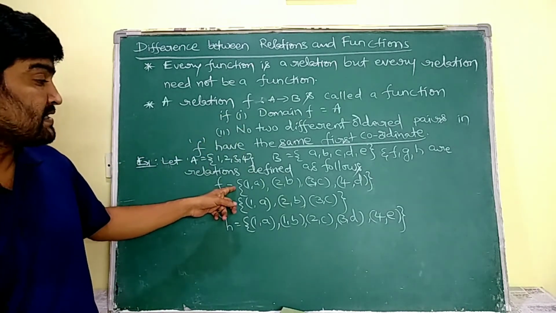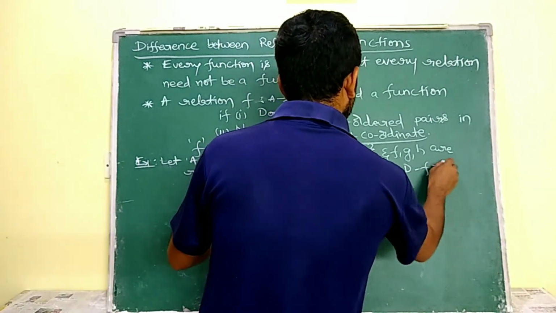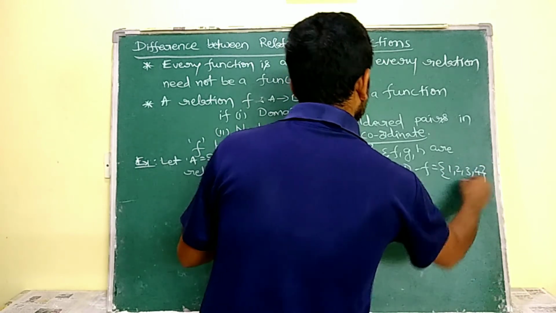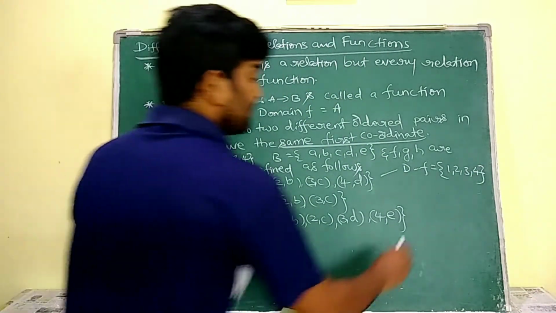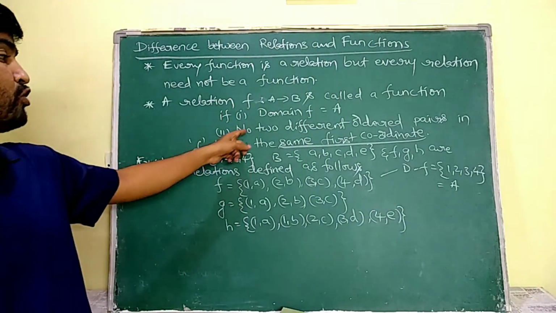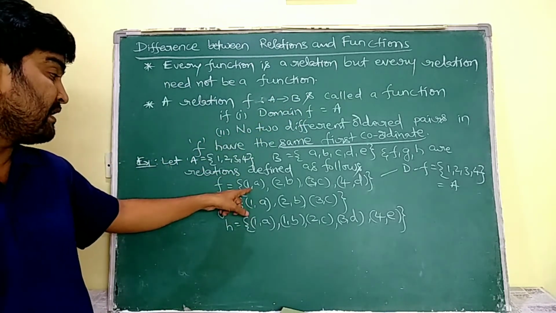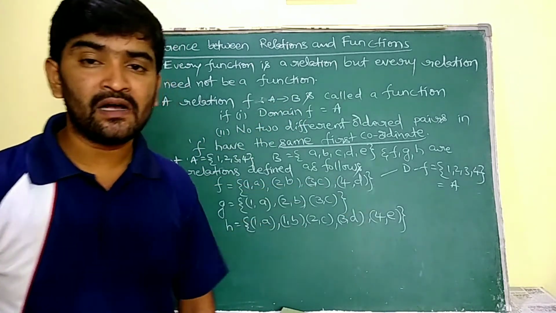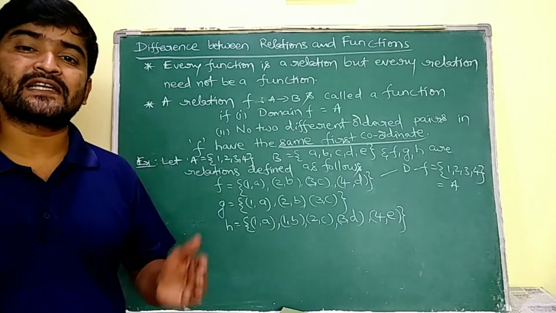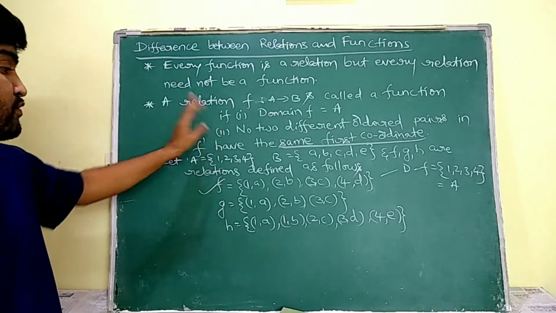So see, what is the domain here? Domain of the function f is equal to {1, 2, 3, 4}. This {1, 2, 3, 4} is nothing but A. So domain of f is A. The first rule is satisfied. No two different ordered pairs have the same first coordinate. See ma, here no two different ordered pairs have the same first coordinate. So that's why f is a function, because it is satisfying these two rules.